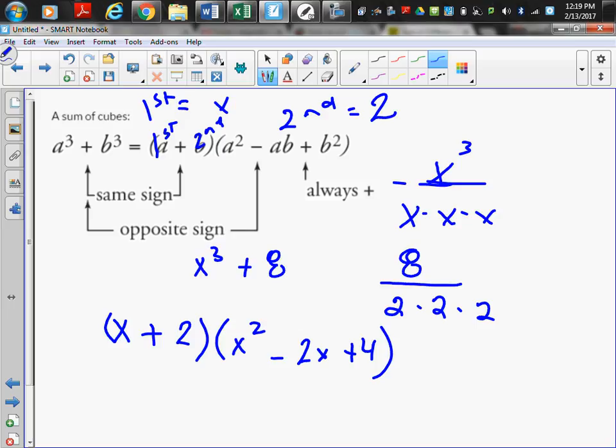Yes. So that's the formula. This will be it every time for the sum. So your sum of cubes is your first factor plus your second factor times the first one squared minus first times second plus second squared.